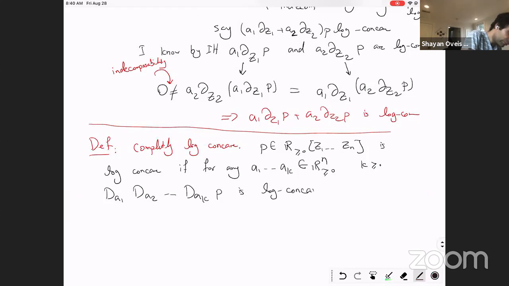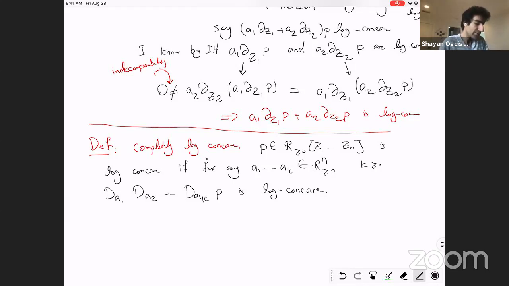Okay, so what does this definition say? It says that not only do I want p to be log concave, I want all directional derivatives of p along non-negative orthant directions to be log concave. And this is very important because this is again a generalization of a similar fact about real stable polynomials. For real stable polynomials, you also have this property: if you take directional derivatives along positive directions, they're closed under that, and completely log concave polynomials have this property as well.